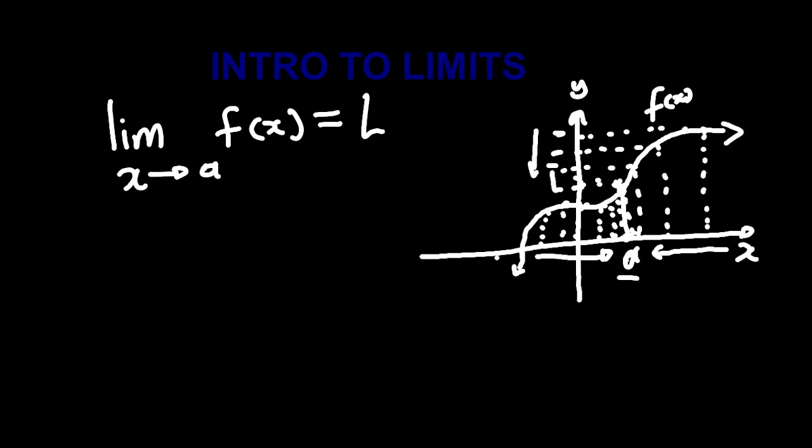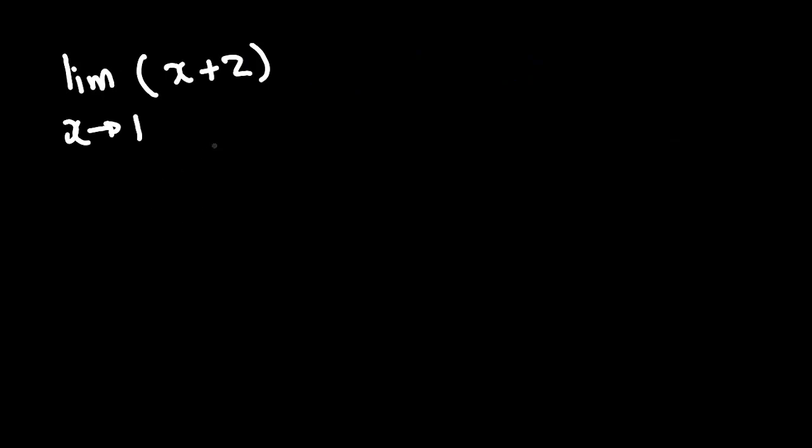So let's see an example. We can present a limit using a graph, using what is called a tabular form, and using direct substitution. So let's start with the tabular form of this example, which is the limit of x plus 2 as x approaches 1. What will be the value of this limit? So I will have to use a tabular form.